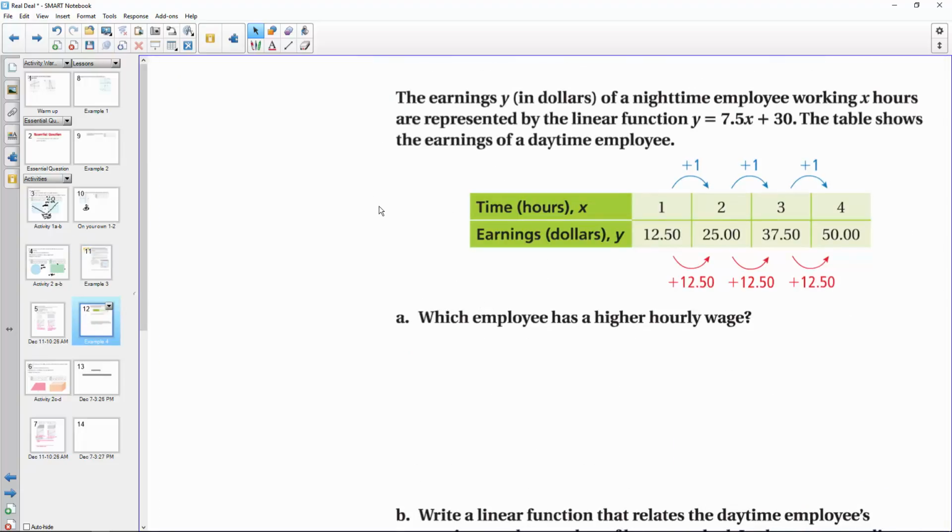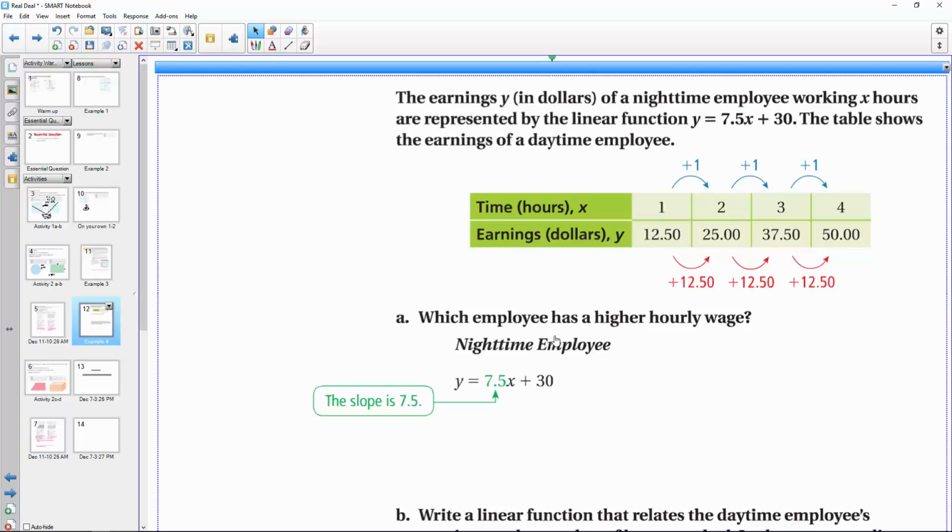It says I first of all have a person that could either be a nighttime employee, which is 7.5x plus 30, and this is the earnings of a daytime employee. So I don't really know what they make, but it looks like they make $12.50 an hour. This one makes $7.50 an hour. So I would guess that the person that is the daytime will earn more.